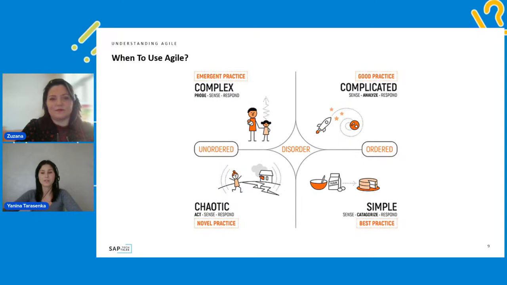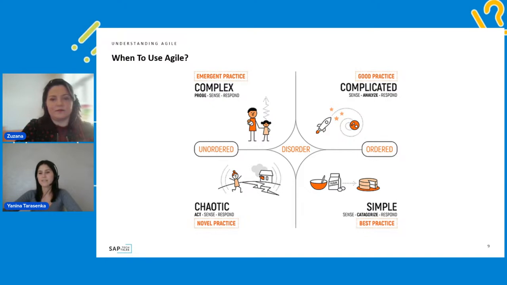If we speak about the first domain, the simple domain, in this domain cause and effect are absolutely clear, and a predefined algorithm is used to respond. A good example may be cooking a cake. To achieve the result, you just need to have a list of predefined actions. You need to follow them one by one and achieve your result. And in most cases, your result will be absolutely great.